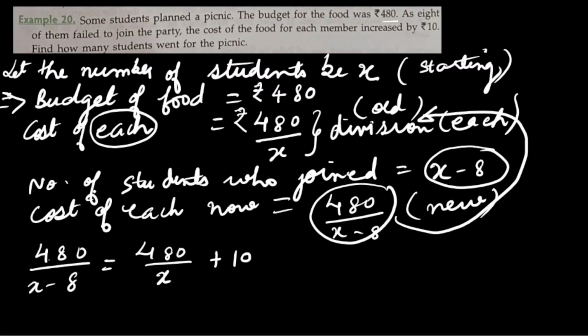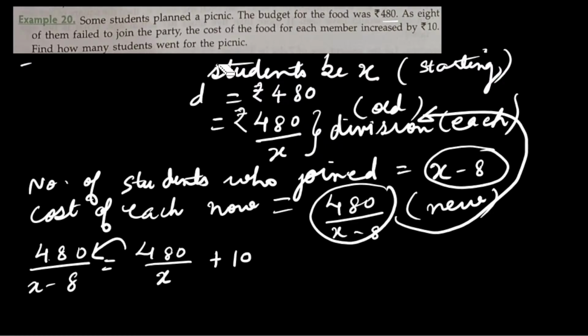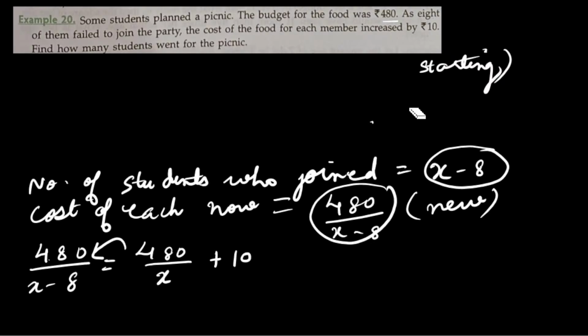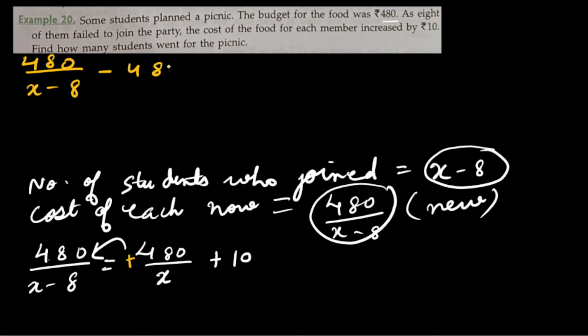So what I can do, first of all, like terms I can write together. So this I am going to shift to the other side. You can write along with me. So 480 by x minus 8, when I shift this to this side, this is positive, when I shift to the other side, it will become negative, minus 480 by x. This is equal to 10.